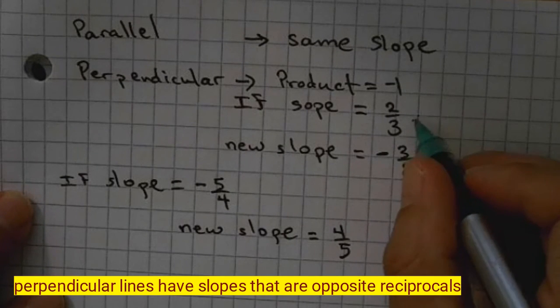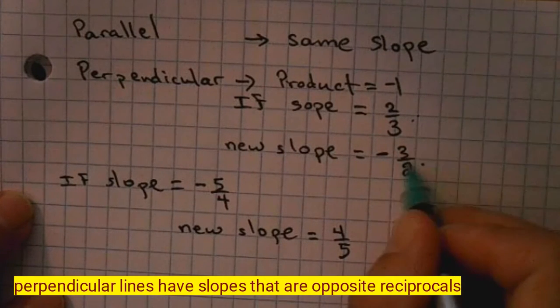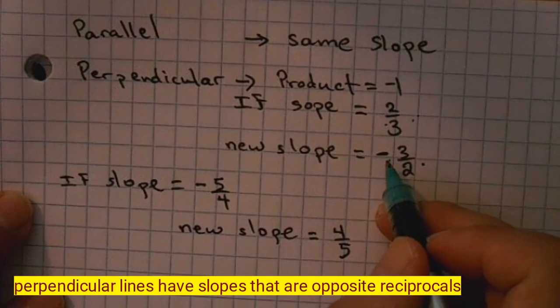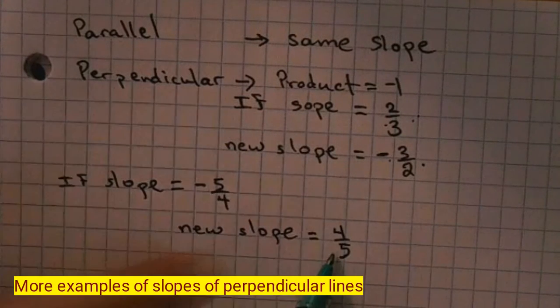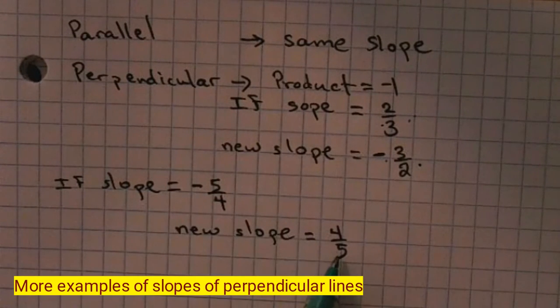So if your slope is 2/3, you flip or reciprocate that slope and change the sign. If it was positive, you change it to a negative. In this example, the -5/4 is reciprocated or flipped, and we change it from negative to positive.